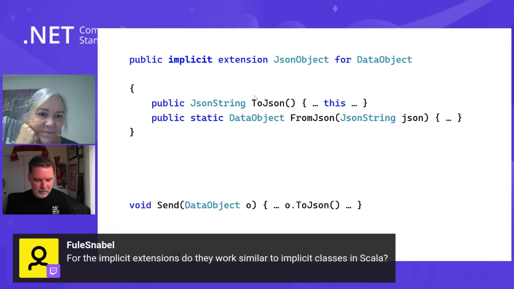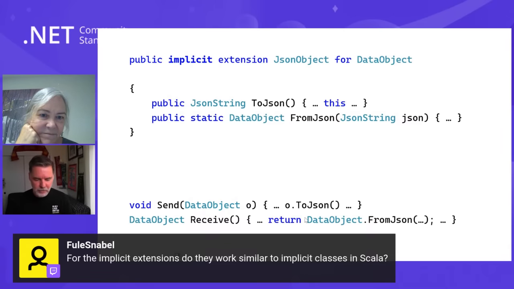So with that, I can now work on a data object, and because I have the extension members that this implicit extension introduces in scope, I can call those extra methods. Data objects have a toJSON method because the extension brought it in. That's just how extension methods work. But I can also use the static method that's there on data object itself, even though data object was not declared with it, because the extension added it. And of course, you could imagine even operators or indexers or whatever being introduced in this way.